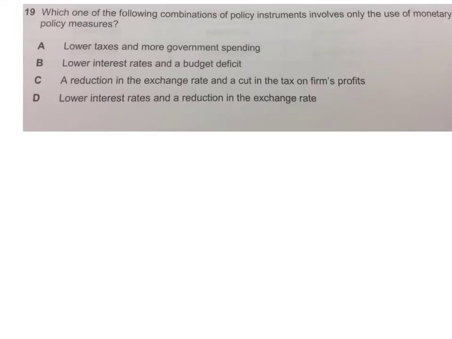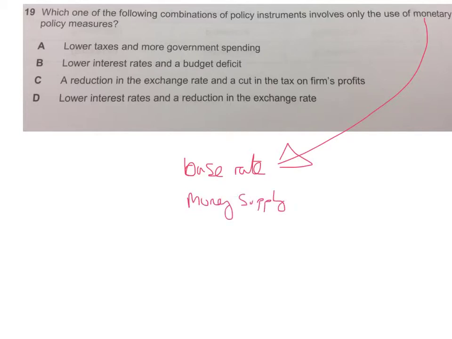With this question, as long as you know monetary policy, this is a really easy question. But again, if you don't know your definition of monetary policy, it's not going to be very easy for you. Remember, monetary policy can be to do with the base rate. It also could be to do with money supply. And finally, it can be to do with the exchange rate. So they're the three parts of monetary policy.